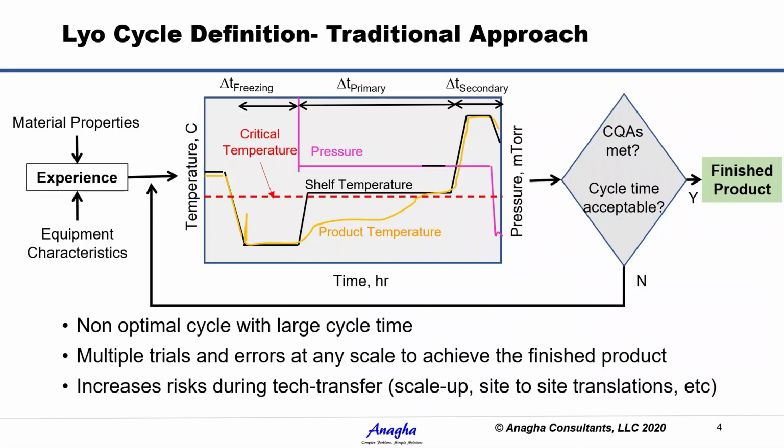Traditional approaches without linking the underlying process, material, and equipment interactions can lead to the design of non-optimal lyo cycles, which can result in multiple trials and errors in the course of optimization. Also, this leads to increased risk during tech transfer.